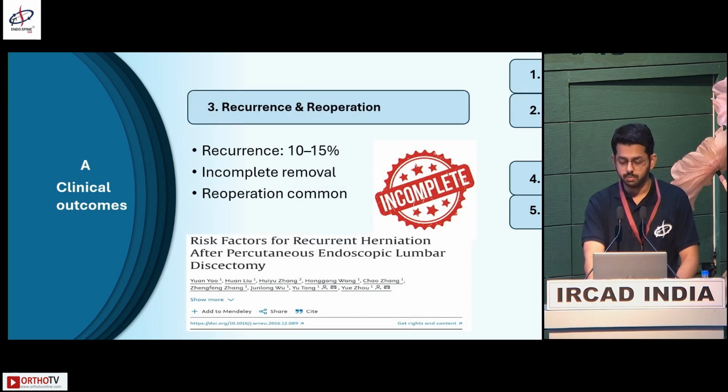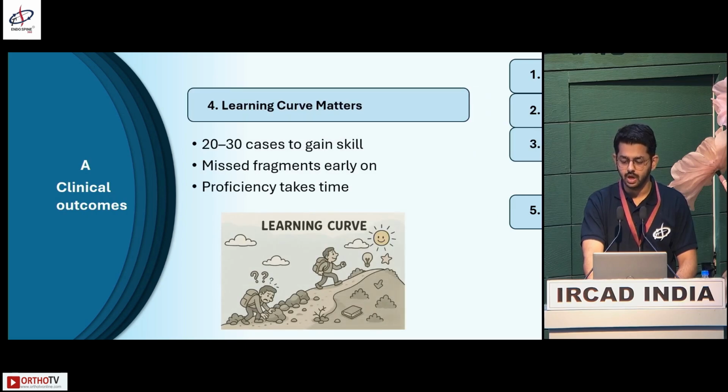A key pitfall is incomplete fragment removal, especially in sequestrated or migrated discs, which can lead to recurrence. Studies reported a recurrence rate of around 10 to 15%, especially in inexperienced hands, often necessitating reoperations. Precision and completeness are critical. Rushing or underestimating the fragment size is a common mistake.